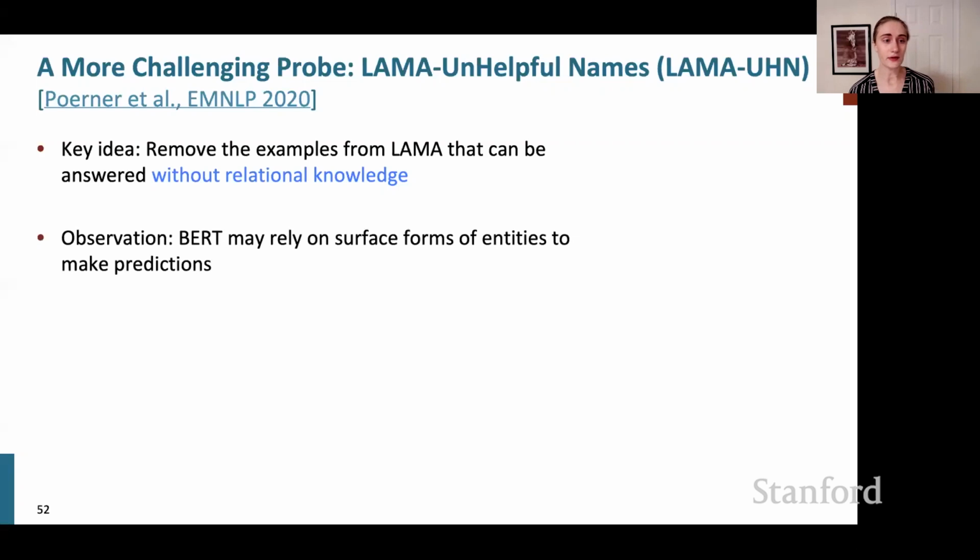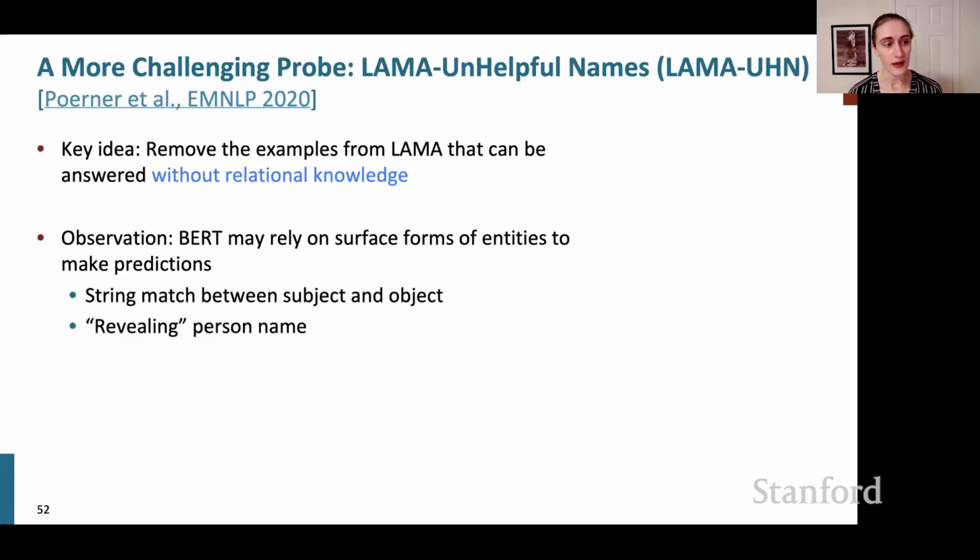So they observed that BERT relies on just surface forms of entities, and might not be using knowledge to make these predictions. This includes the string match situation that we talked about with the Pope. This also is dealing with the revealing person name issue that you saw in assignment 5.